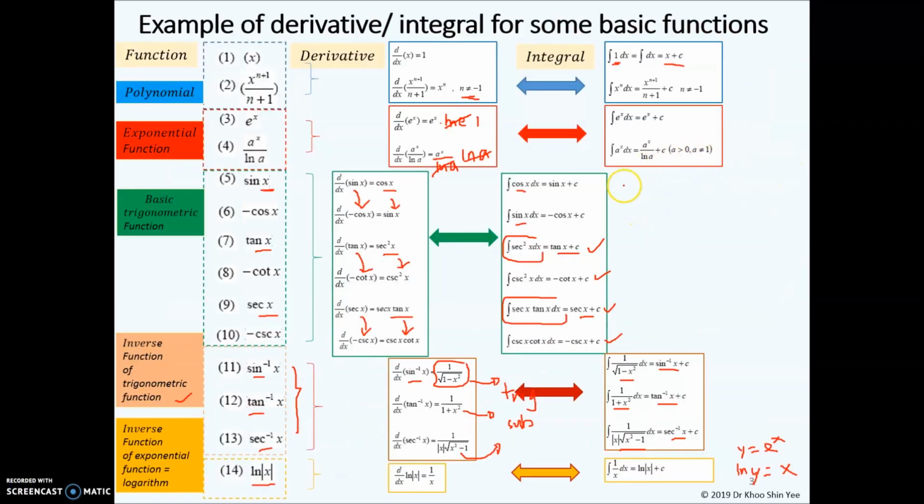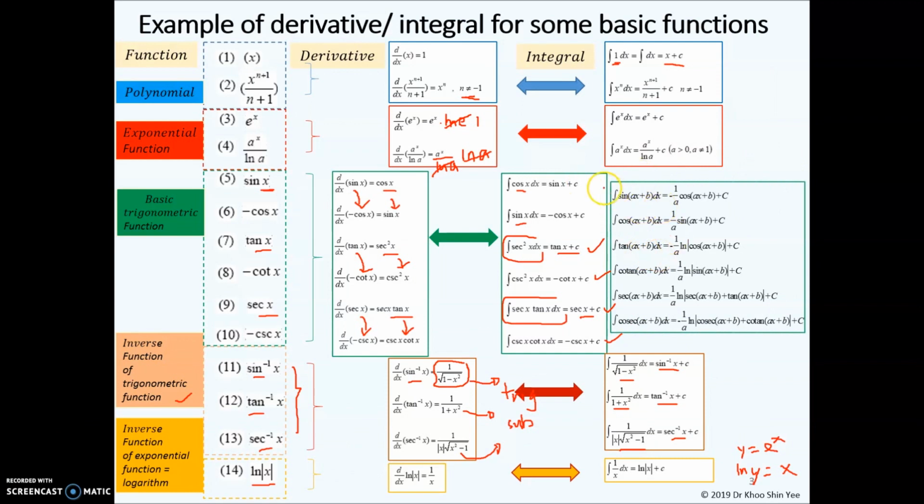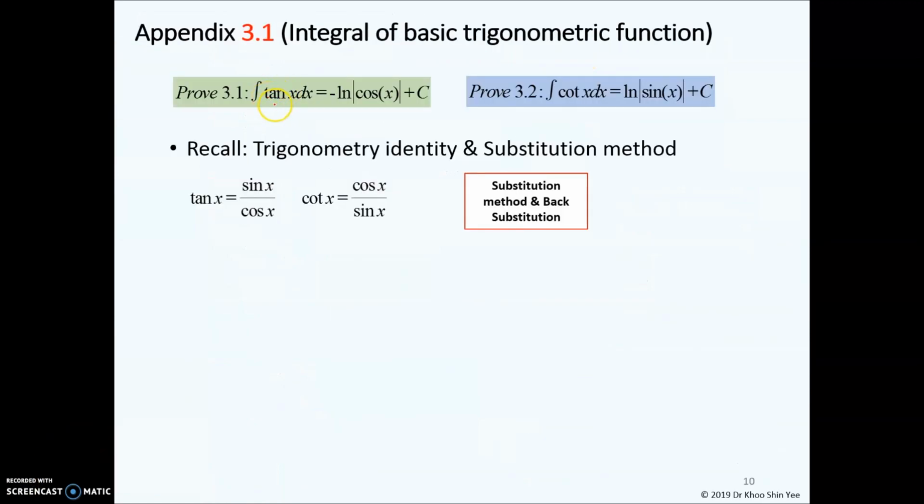So we move back and we have a last part, which is the integration of basic trigonometric functions. For the first two cases we have discussed before, which are sine and cos. However, if you want to integrate tangent, cotangent, secant, and cosecant, you get something in ln. So how to get this? To know why, when you integrate the tangent, you get something in ln, we can refer to appendix 3.1 for the derivation.